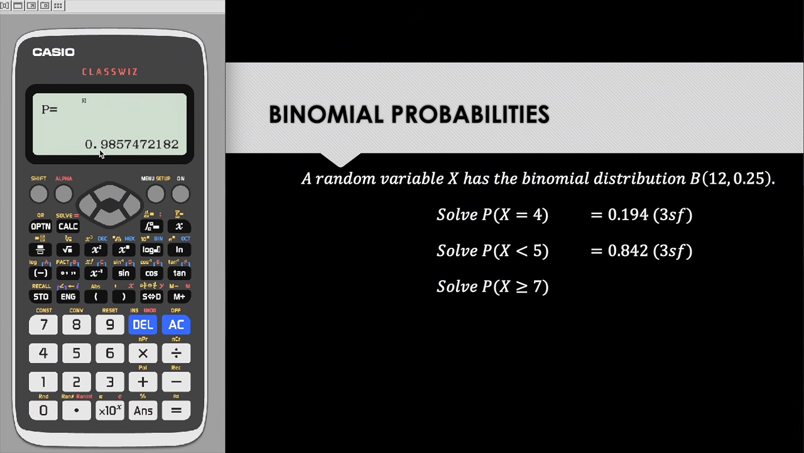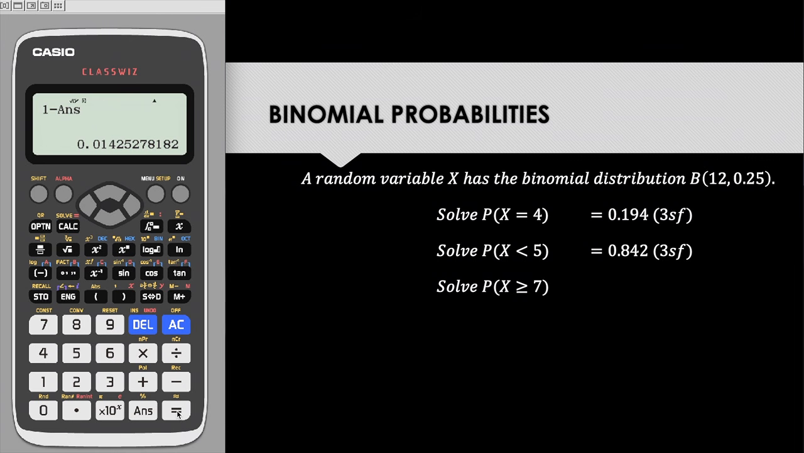Now, I get an answer of 0.985747218, and I want to do 1 subtract this answer. So if I go back to menu, scroll up to option 1, press calculate, I can now do 1 minus my answer to get the probability that X is greater than or equal to 7.